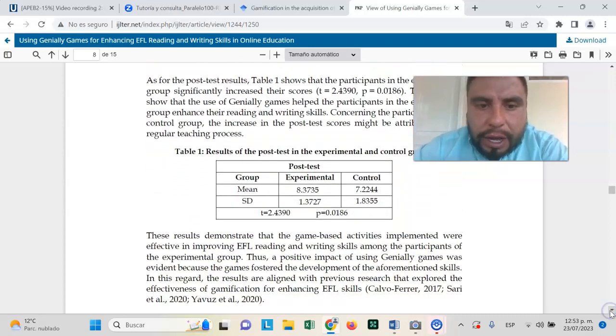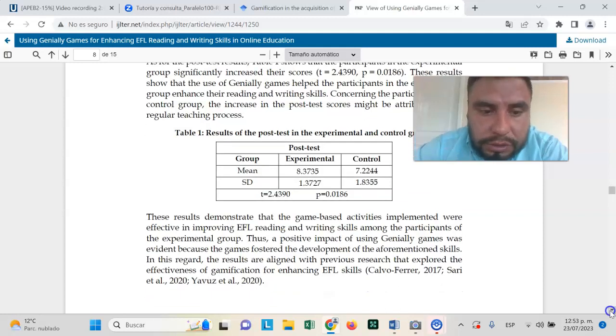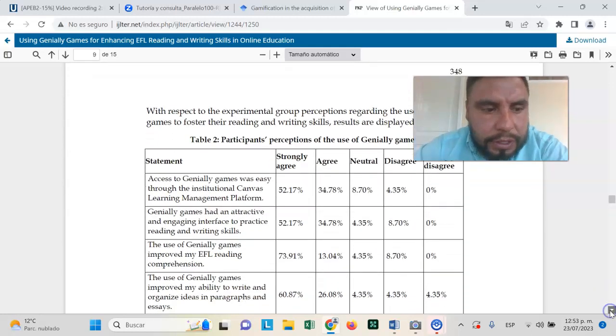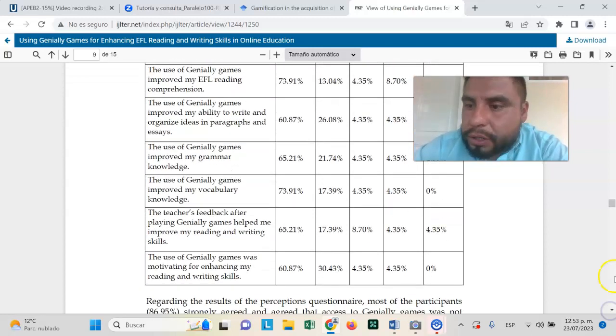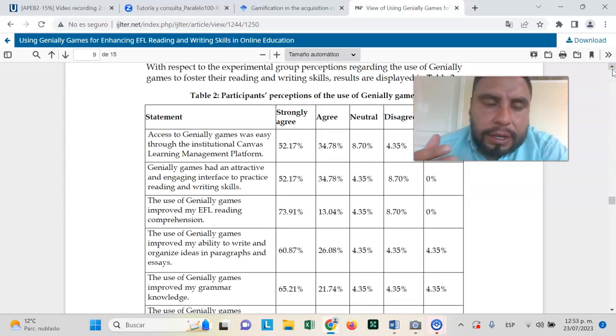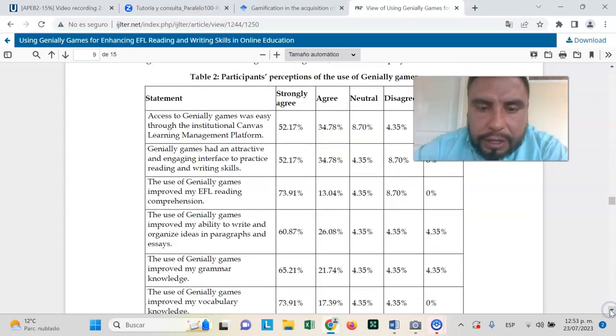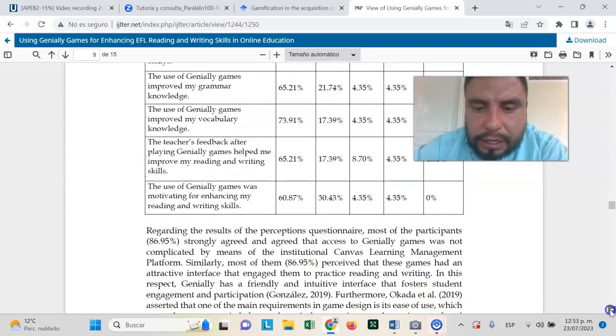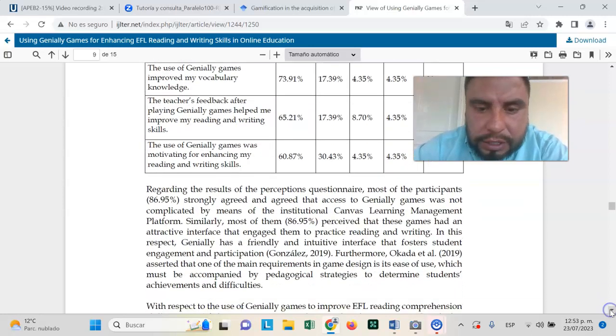Here we have a table of the results of the test. It is a little table where the students can show whether they agree or disagree about the use of gamification or games in the teaching and learning process.